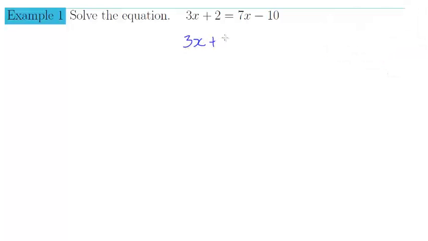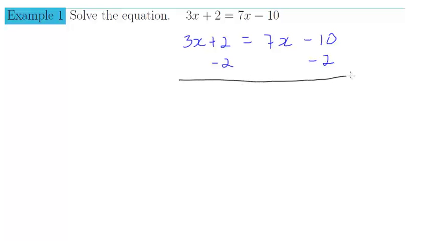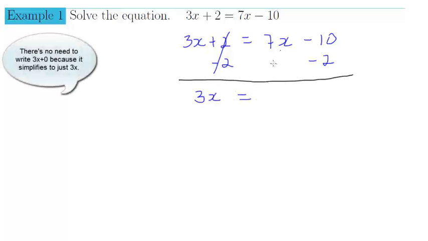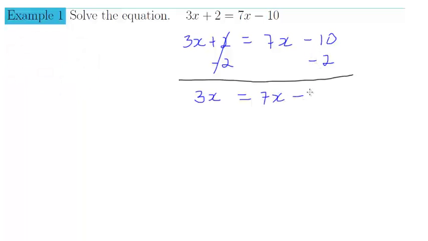3x plus 2 equals 7x minus 10. Now, to get rid of this plus 2, I'm going to subtract 2 from both sides. Which leaves me with these canceling to 0. Plus 2 minus 2 is 0, so I'm just going to write 3x on the left. On the right, I have 7x. Negative 10 minus 2 is negative 12.